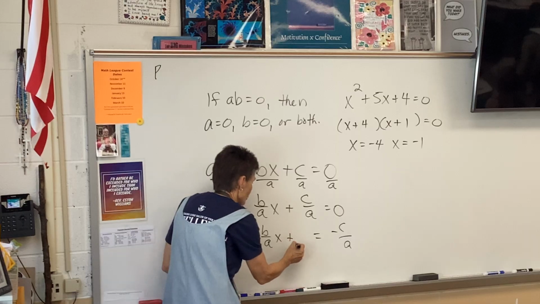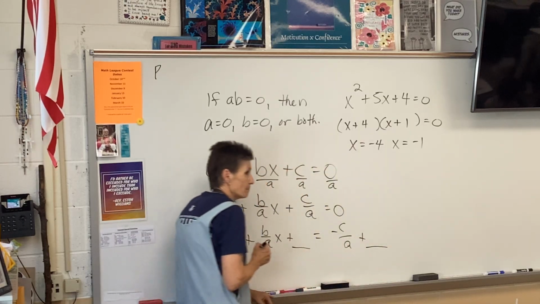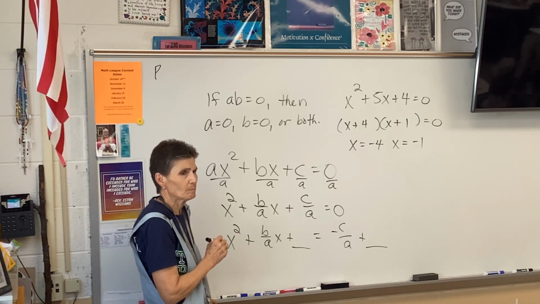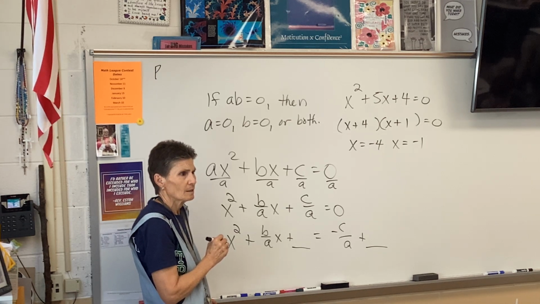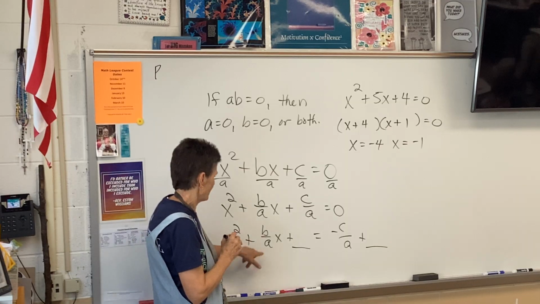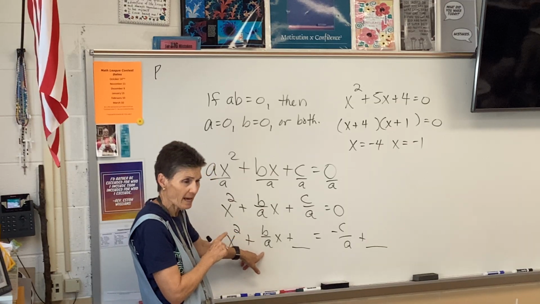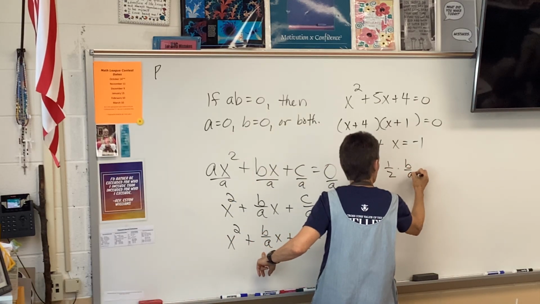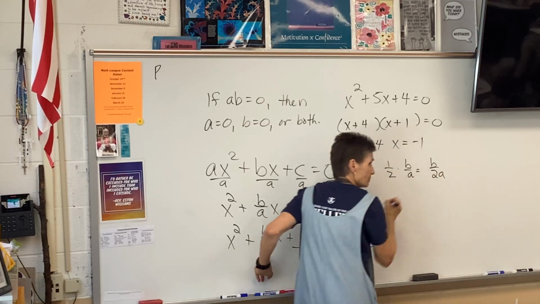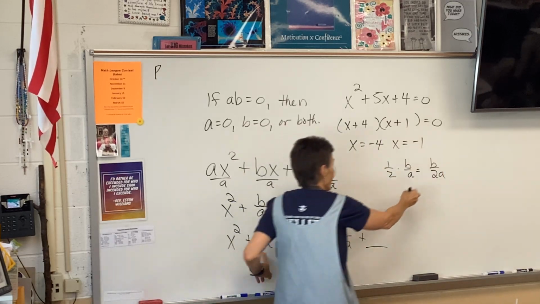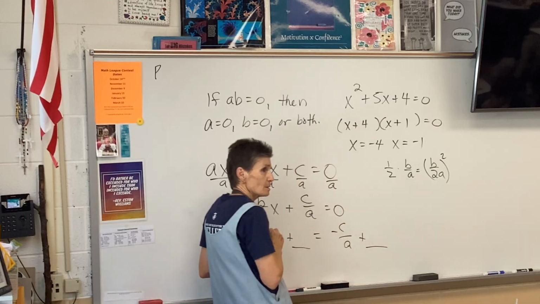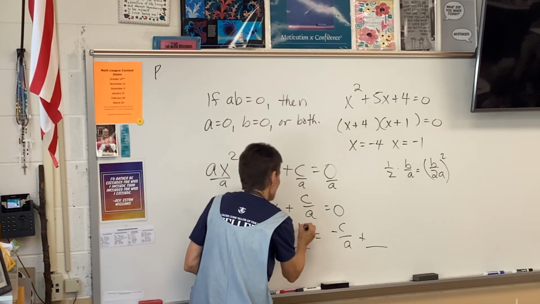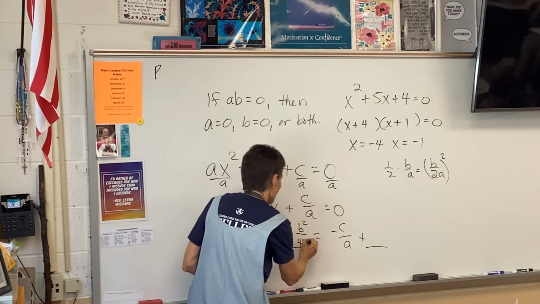And let's complete the square. We talked about this the other day. Who remembers? What do I do to complete the square? I have to take half of that. So half of b over a would be b over 2a. And then I have to square it. So I'm going to write down b squared over 4a squared.